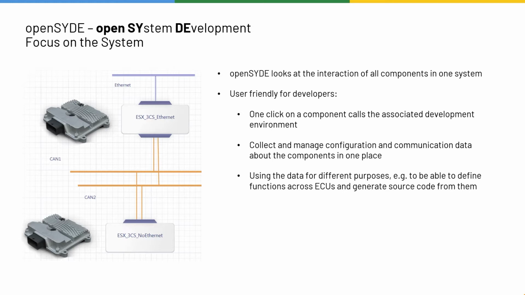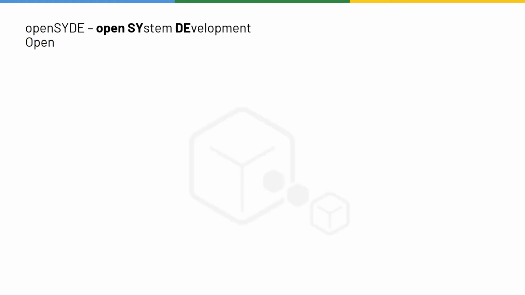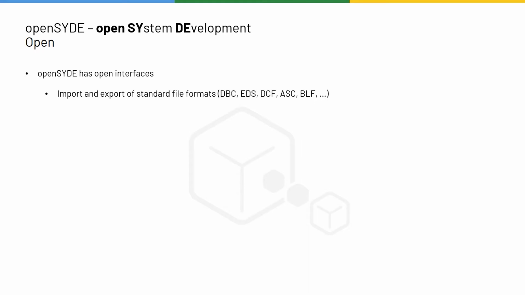At STW, we talk about openSYDE being open. Open refers to 2 different areas. On the one hand, openSYDE has open interfaces, which means it enables the import and export of standard file formats such as DBC, EDS, and others. For documentation purposes, all entered data can also be output as an RTF file. All openSYDE projects are stored in XML format.